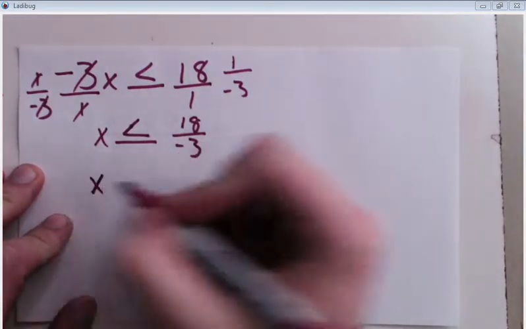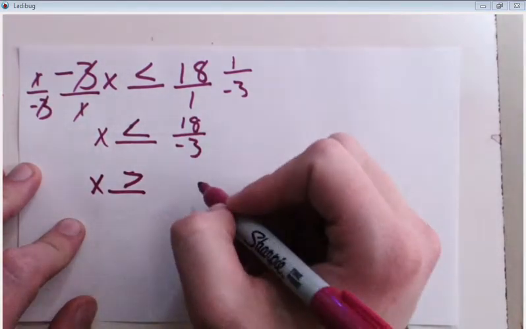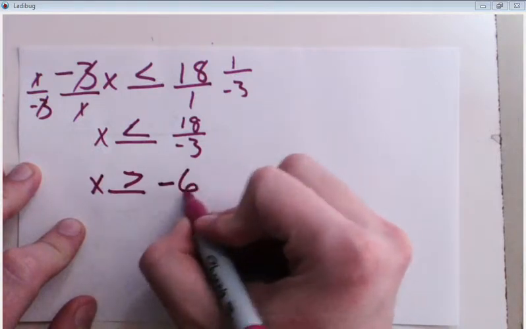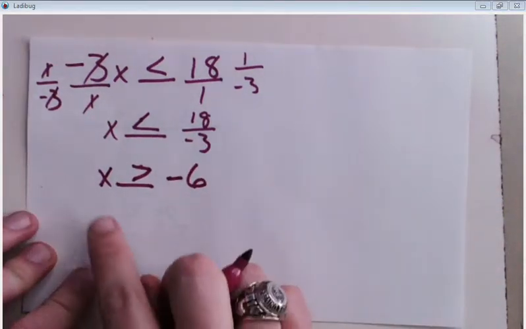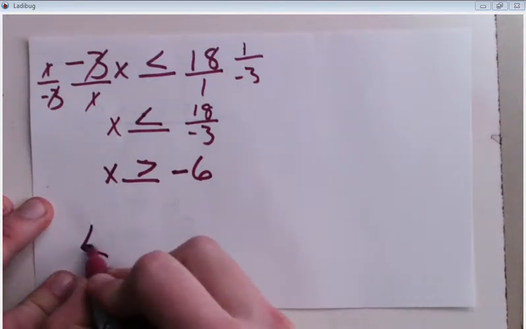So when I do that, it becomes x is now greater than or equal to 18 divided by negative 3, which is a negative 6. So my final answer becomes x is greater than or equal to negative 6. And now we're going to plot that real quick.